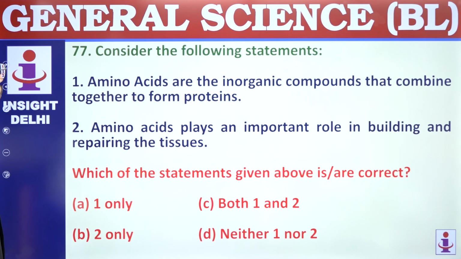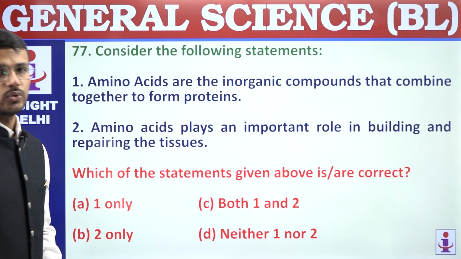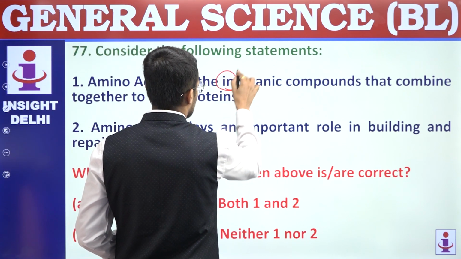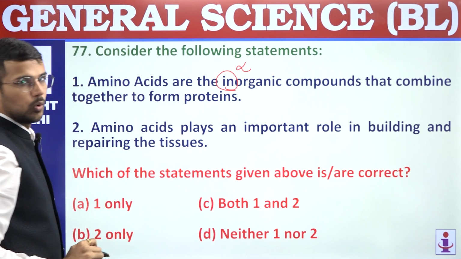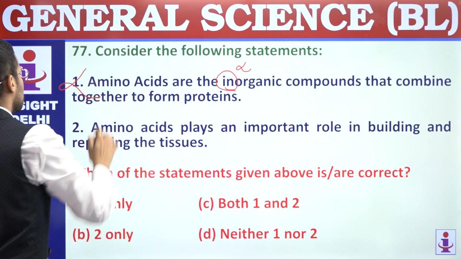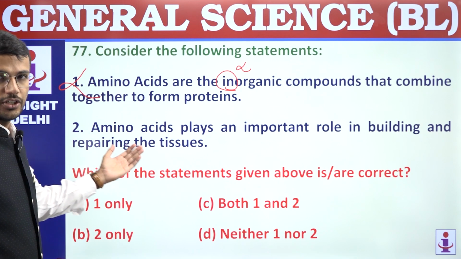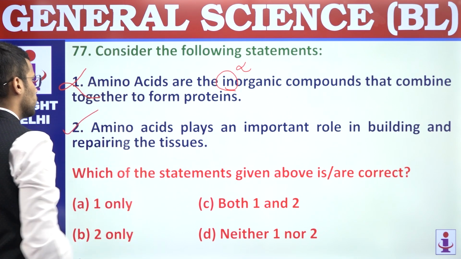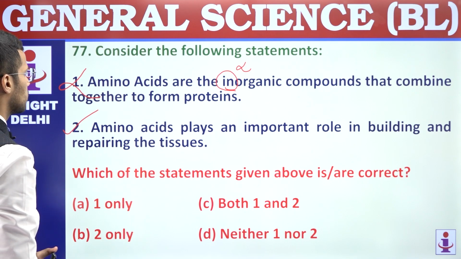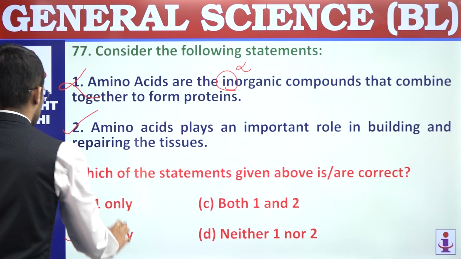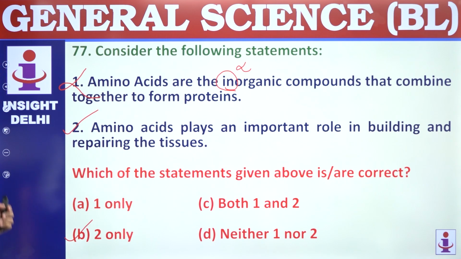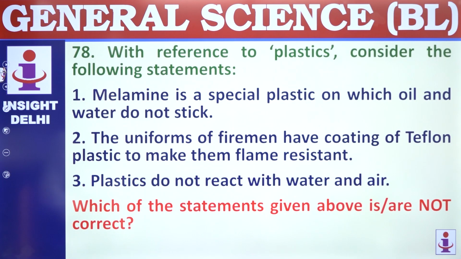77. Consider the following statements. First, amino acids are the inorganic compounds that combine together to form proteins. So they are not inorganic, they are organic compounds, and that's why first statement is incorrect. Second, amino acids play an important role in building and repairing the tissues, right? So that is the role of amino acids. So correct statements we are supposed to find out. So second is the correct statement, answer is B, 2 only. Question number 77, answer is B.